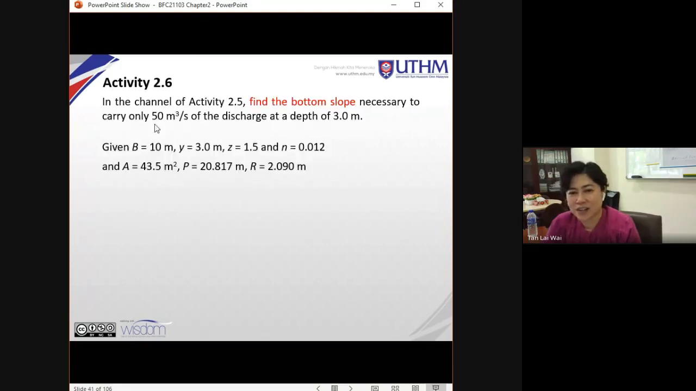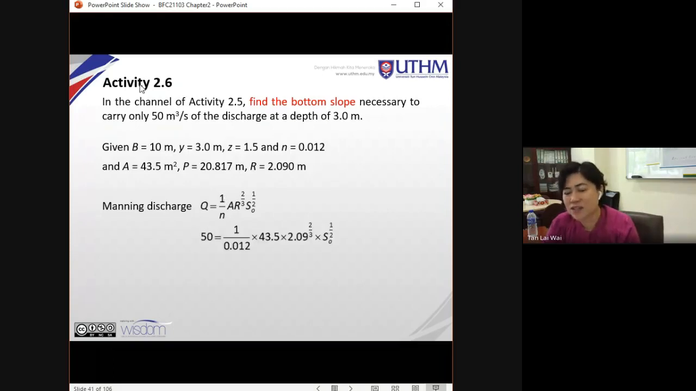The flow area is from the previous activity. So you have the Manning discharge equation. This time, discharge is 50, and you need to find S naught. So you substitute all the known values, and you can rearrange this equation so that you have S naught as a function of the other variables. So you have that S naught is 0.00712.